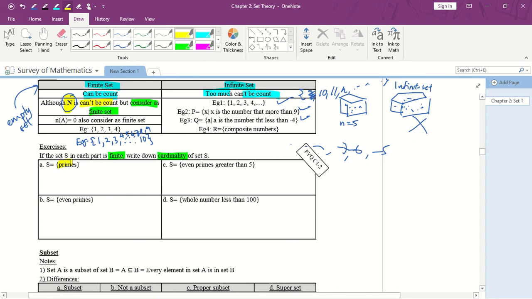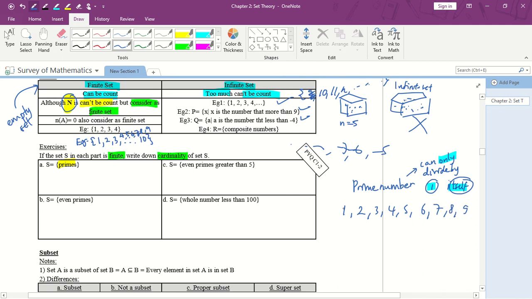S is equal to primes. Primes basically just means prime numbers. So what is a prime number? I hope you know it, but if you don't, then let me explain. A prime number is a number that can only be divided by 1 or itself. That means there's a keyword here: only divisible by 1 and itself. So let's look at 1. Is 1, okay, let me just write down a list of numbers here.